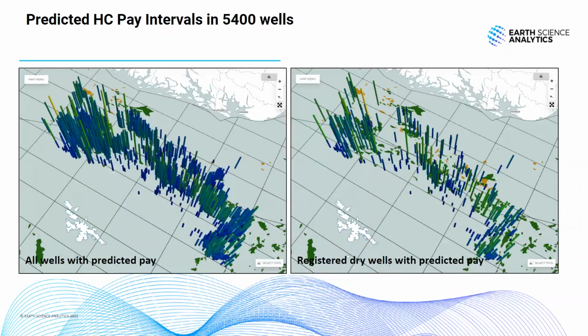So I'm just going to show you the amounts of data in the project. This is all the wells on the left-hand side, all the wells with predicted pay in the data set. And you can see there are many, many wells there. On the right-hand side, there are dry wells, wells that have been reported by the operator within the OGA or NPD databases, which are registered as dry. And this is where we have predicted pay in these wells.